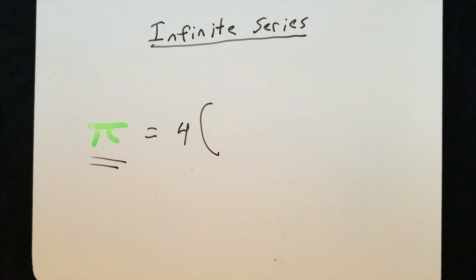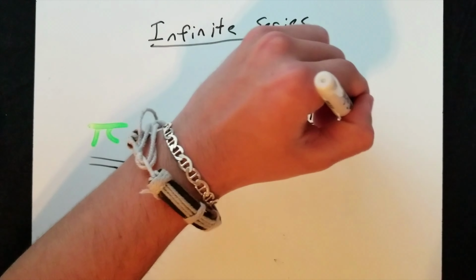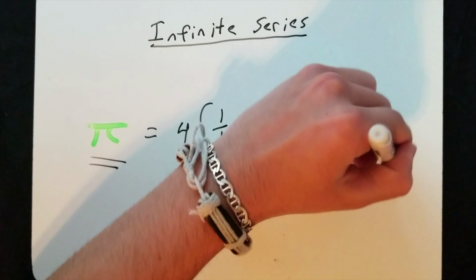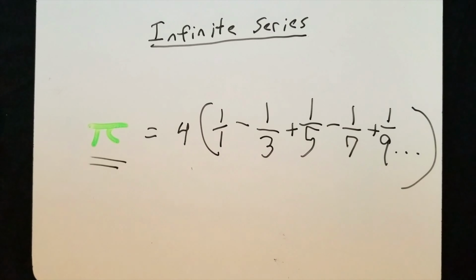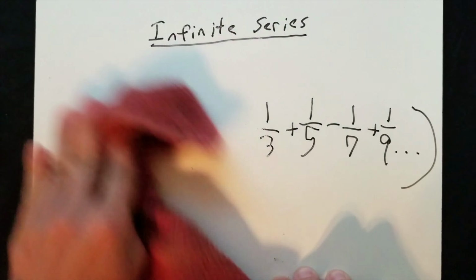This series finds pi by taking the number 4 and multiplying it by 1 over 1 minus 1 over 3 plus 1 over 5 minus 1 over 7 plus 1 over 9, and so on. This history became a predominant element to the pi we know of to this day.